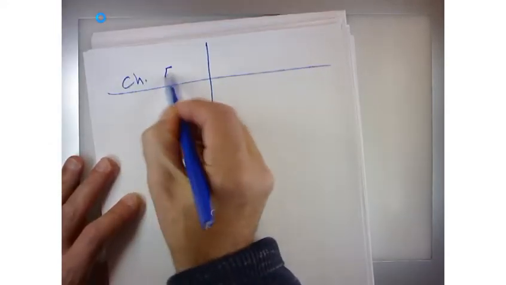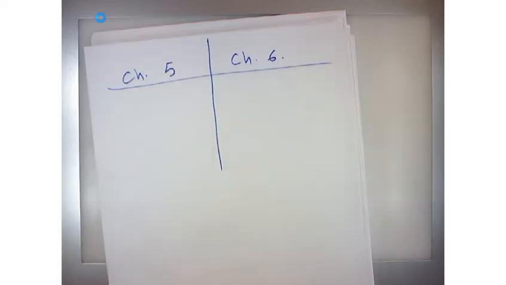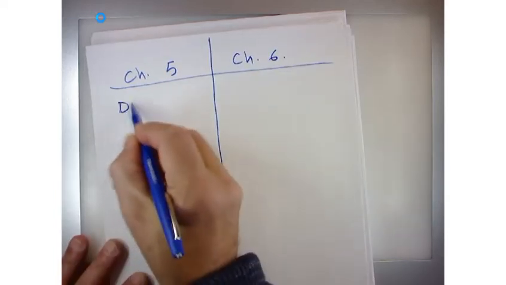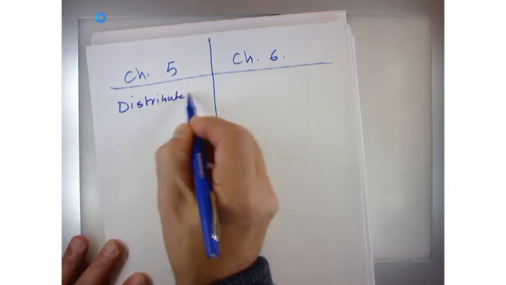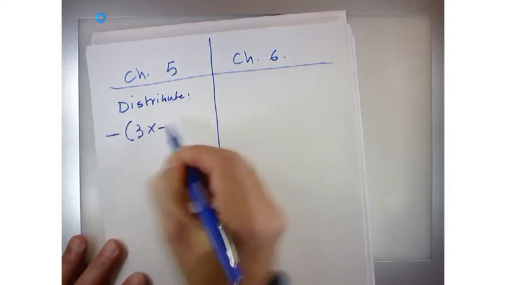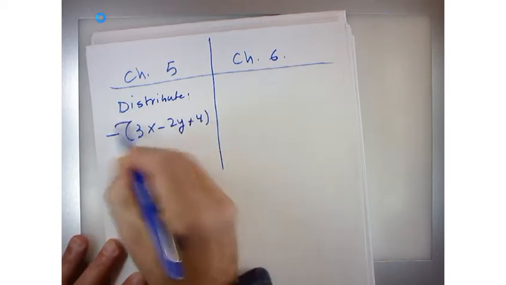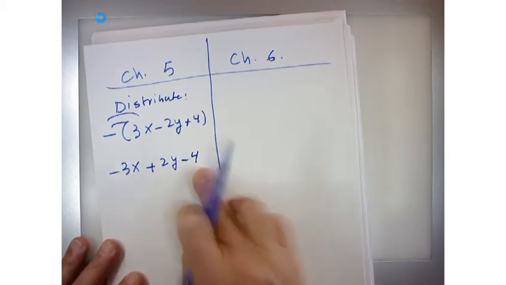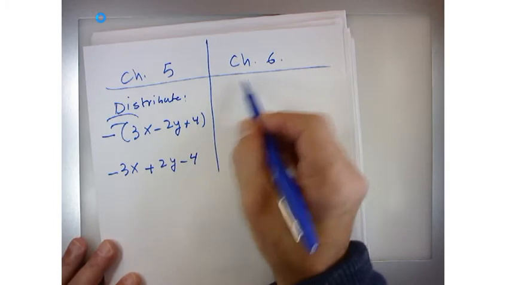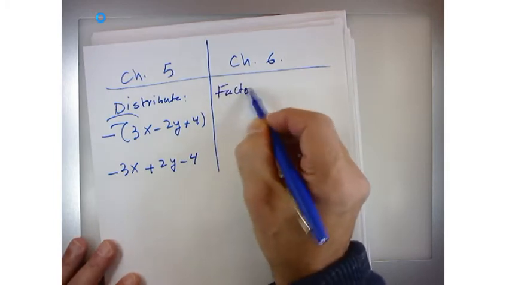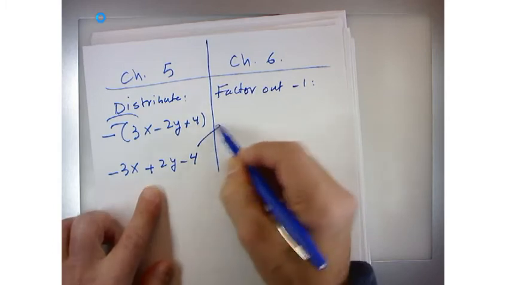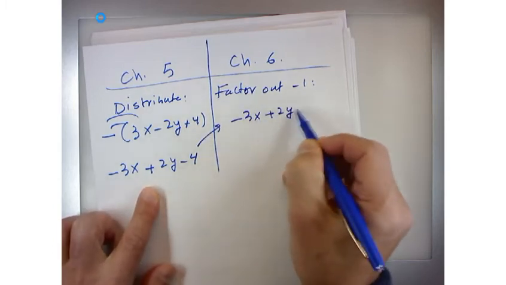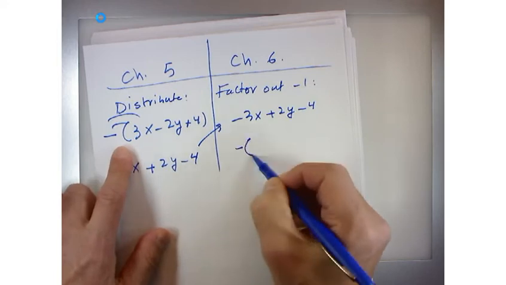Also in chapter 5, again, almost everything we do in chapter 6 is a reversal of what we did in chapter 5. So in chapter 5, we used to say distribute, and we have a negative, and then parentheses 3x minus 2y plus 4. If we distribute, we get negative 3x plus 2y minus 4. That changes all the signs of the terms inside. So in chapter 6, we're going to factor out the negative 1. So we're given this, negative 3x plus 2y minus 4. So we reverse it, we get negative, and then change all the signs.